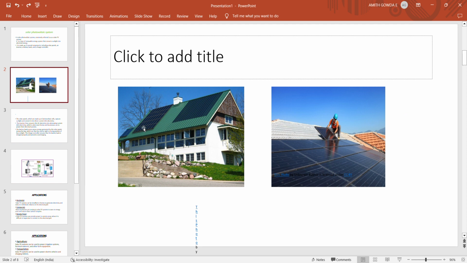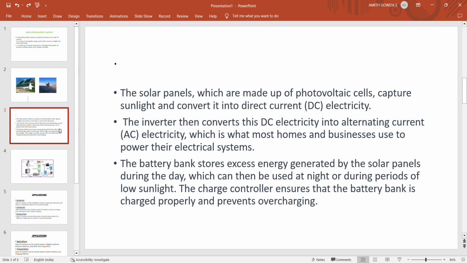This is an example of the solar panels that are going to be installed. Basically, these are being installed on top of the house where the sunlight falls more. The solar panels, which are made up of photovoltaic cells, capture the sunlight and convert it into direct current electricity, meaning DC electricity. Then the inverter converts that DC electricity into alternating current electricity, which is what most homes and businesses use to power their electrical systems.